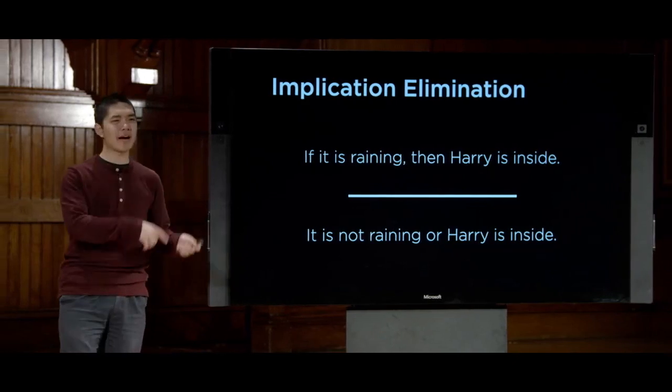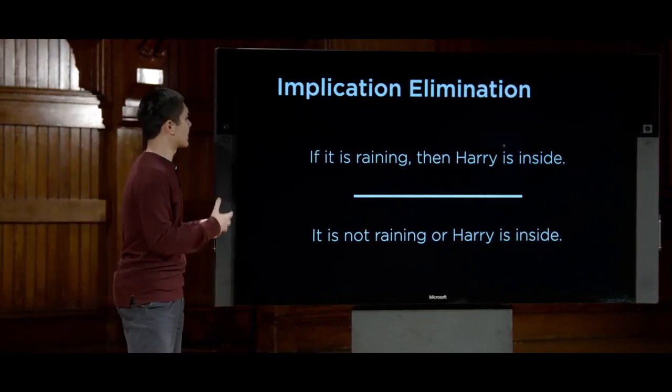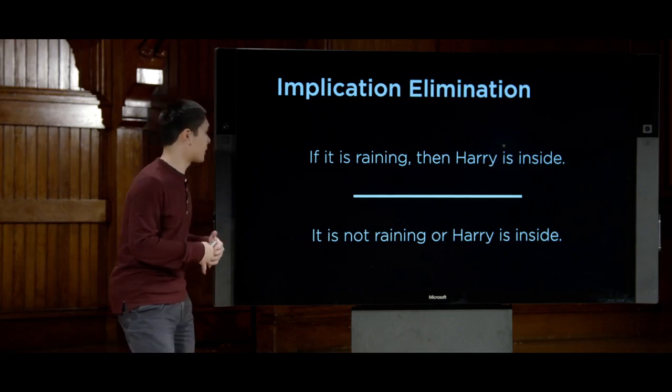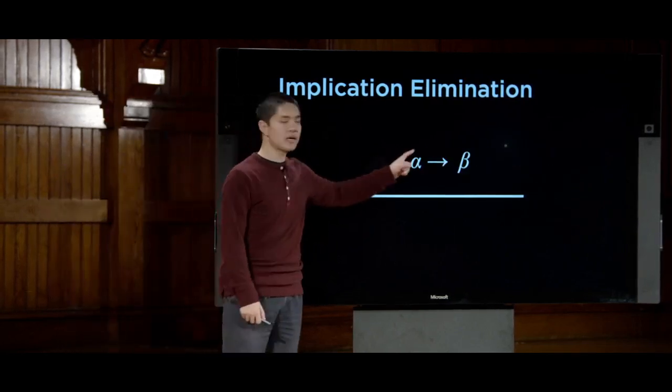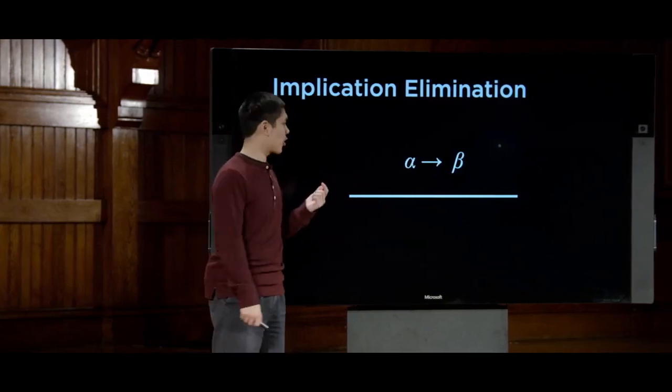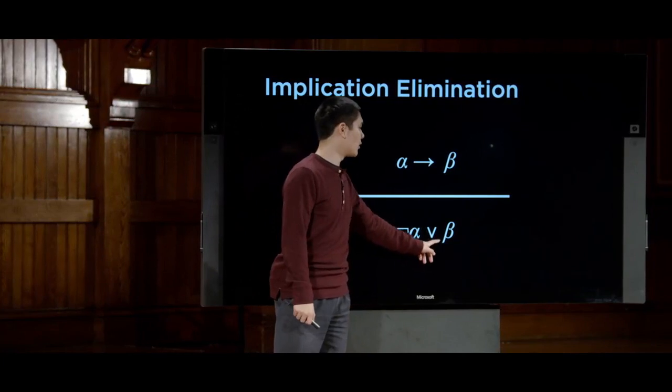And this is similar to what we actually did in the beginning when we were first looking at those very first sentences about Harry and Hagrid and Dumbledore. And phrased a little bit more formally, this says that if I have the implication alpha implies beta, that I can draw the conclusion that either not alpha or beta.